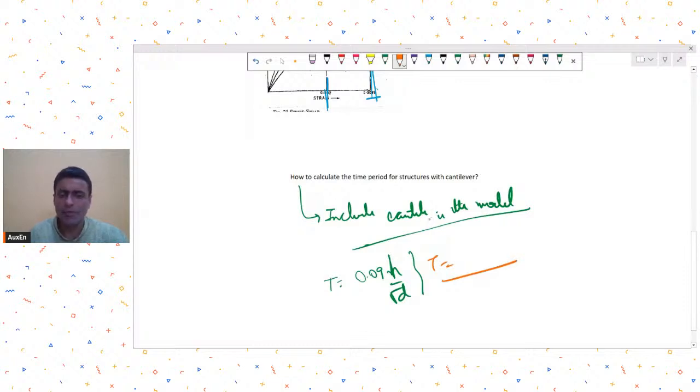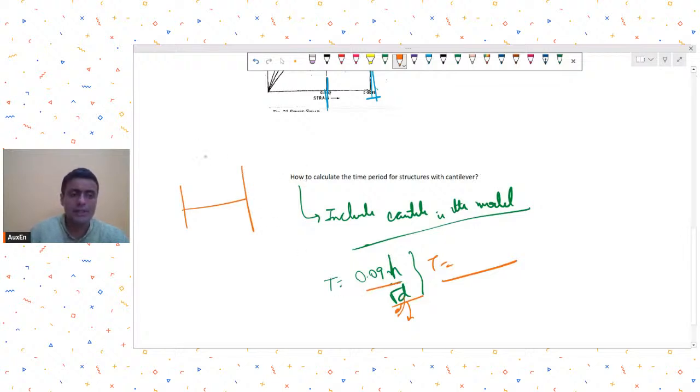So for the applicable time period formula, the d you should take in such a manner that it shall give you the lowest possible time period. Lowest possible time period means the highest possible seismic Sa by g value will come. So whatever is the possible lowest value of d that you should take up. By that I mean, in fact, you include the cantilever span in that, because then your time period value will come down. That means Sa by g will increase.